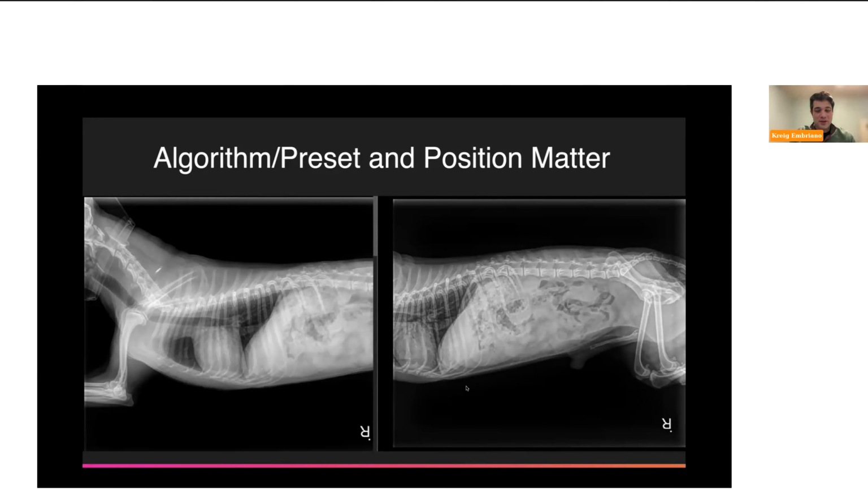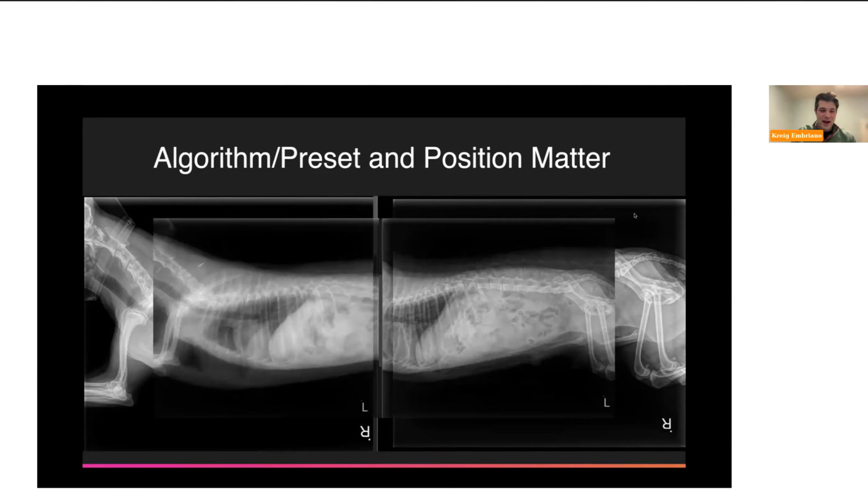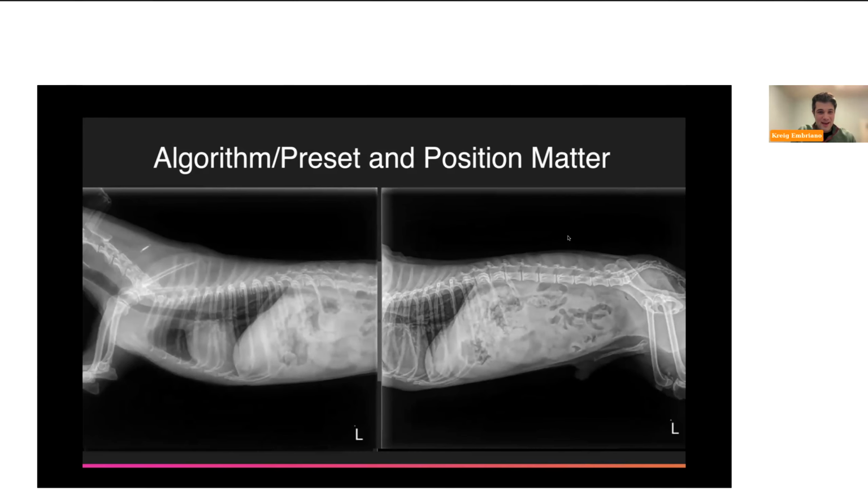But look what it does to the lungs. We have lungs here, a decent amount of lungs included here on the abdominal study with an abdominal algorithm, and compared to the thorax. Look how much more busy the lungs look. Look how much more bronchial the lungs look. It's very easy to overinterpret this. And so this is just one other reason why whole body radiographs and choosing the right algorithm and preset is important.